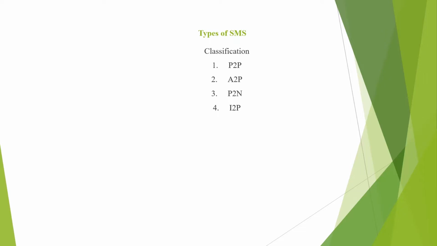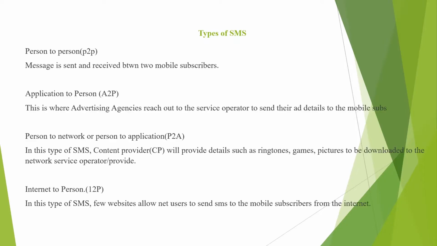We have peer to network. These are examples of services where you need to send a certain keyword to a certain shortcode so that you can do some gaming or get some music online. We have internet to peer. These are examples when you sign up for a Google account and an OTP is sent so that you can be authenticated to log in or do something.